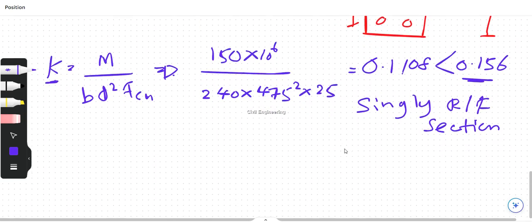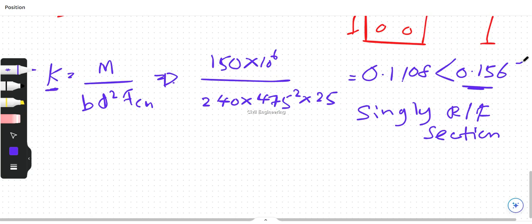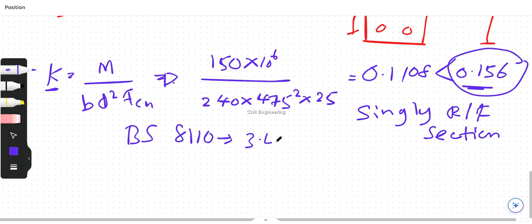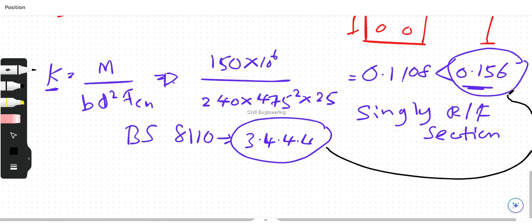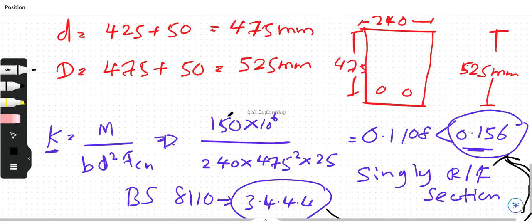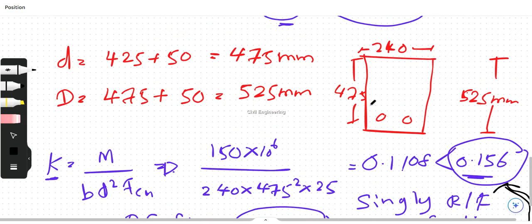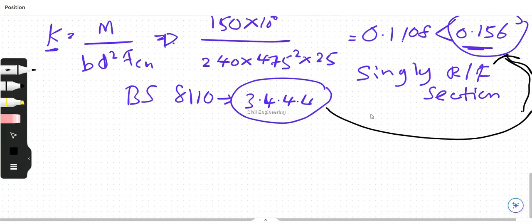This magical number 0.156 came from BS 8110 clause 3.4.4.4. This is the clause which mentions this 0.156 value. Now we know that this section can exist as a singly reinforced section.